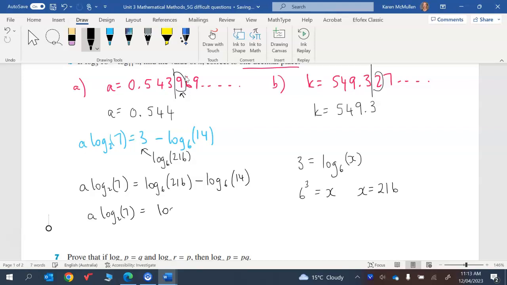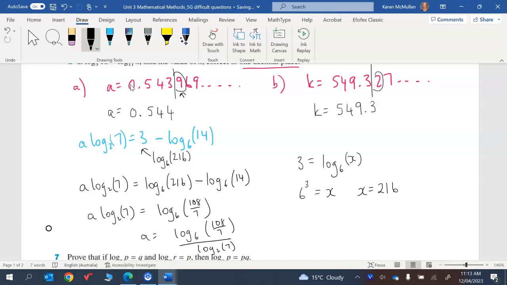All right, so log base 6 of 216 over 14, and that does simplify as well. So I'm just going to do the simplifying now, so I don't have to write it. So it's the same as 108 over 7. Just make sure that looks like a 0, not a 6. All right, and then A is equal to log base 6 of 108 over 7, over log base 2 of 7.